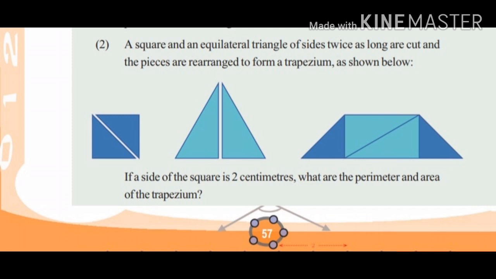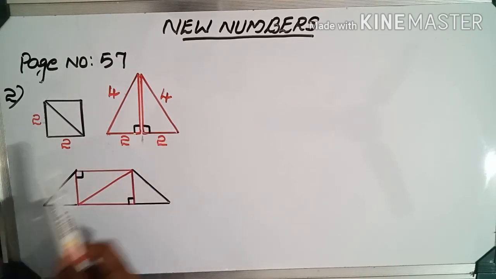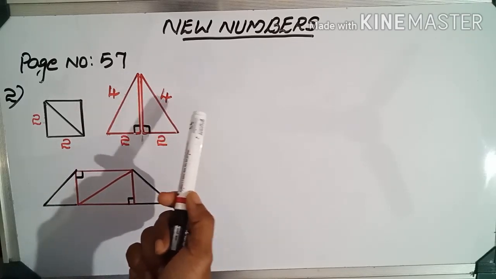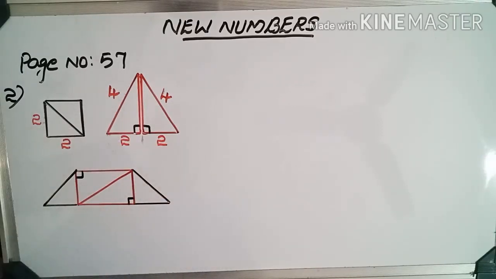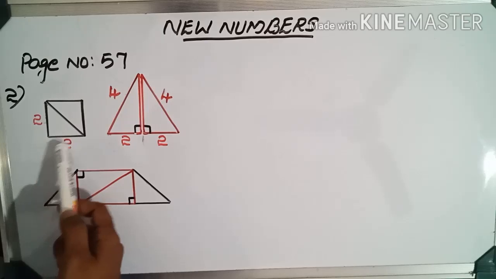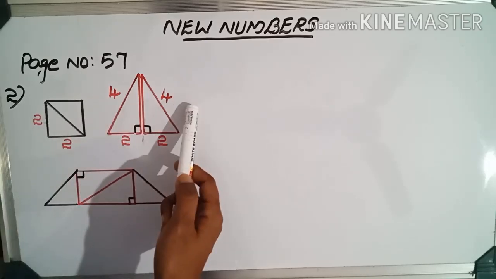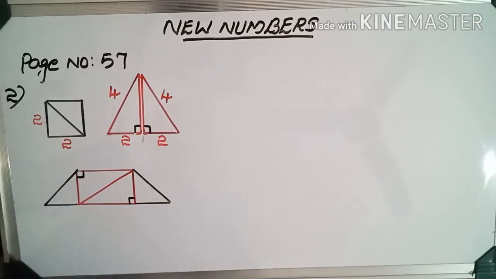We have to find the area and perimeter of that trapezium. Here we have one square with side 2 centimeter and one equilateral triangle. The side is not given, but it is given that the length of one side is twice that of the square. Twice means double. So 2 centimeter is one side of the square, which means the equilateral triangle's side will be double, that is 2 into 2, 4 centimeter.